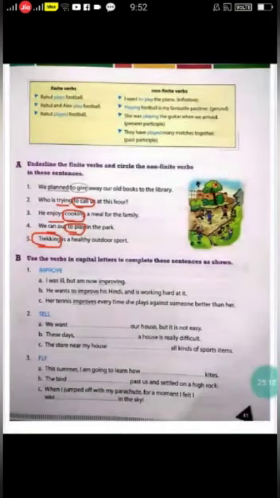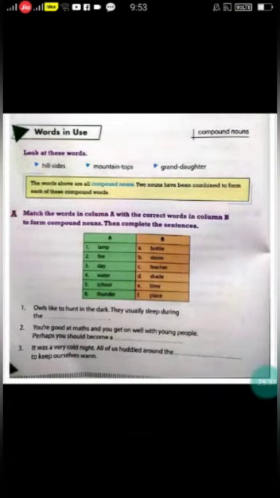We have learnt about the structures, that is finite and non-finite verbs, and we have learned how to use the verbs in the sentences. And also we have learnt about compound nouns, right children? Complete these worksheets in your textbook and send your work to me on my number. Thank you. Have a nice day.